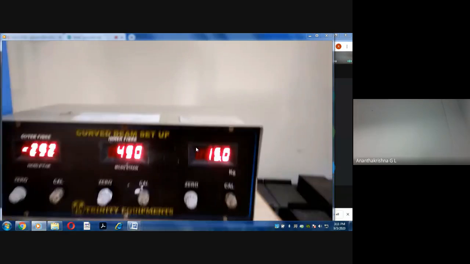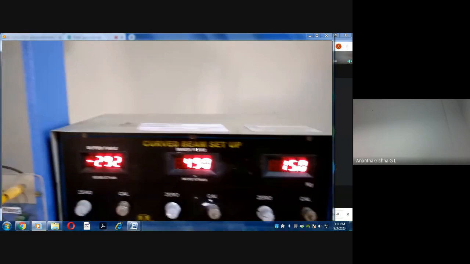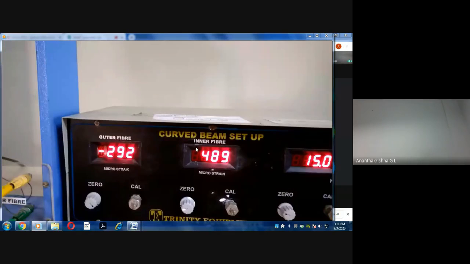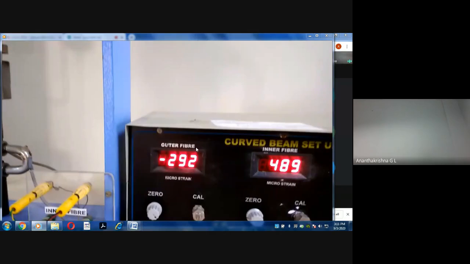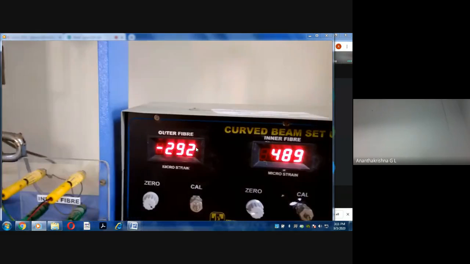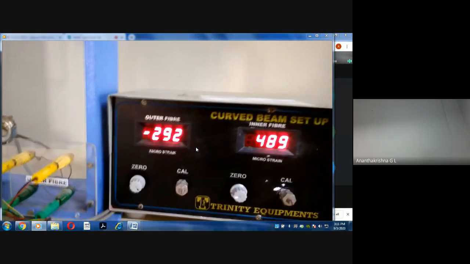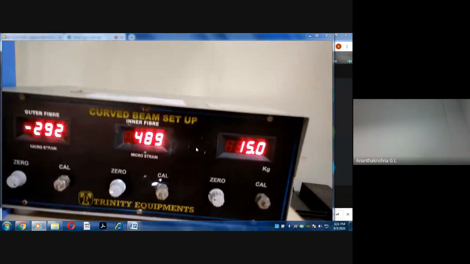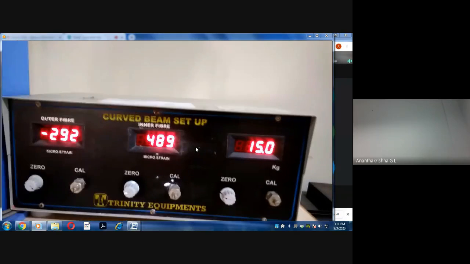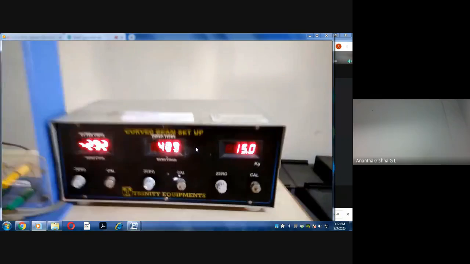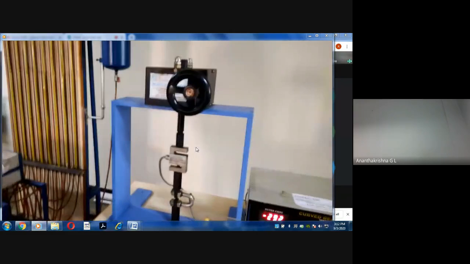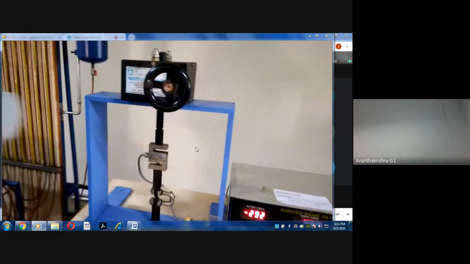Now it is 15 kgs. At 15 kgs, the strain at inner fiber is 489 and the strain at outer fiber is minus 292. Like this, you take readings for 3 different loads and calculate stresses and strains at inner and outer fiber. Compare them with your theoretical calculations.